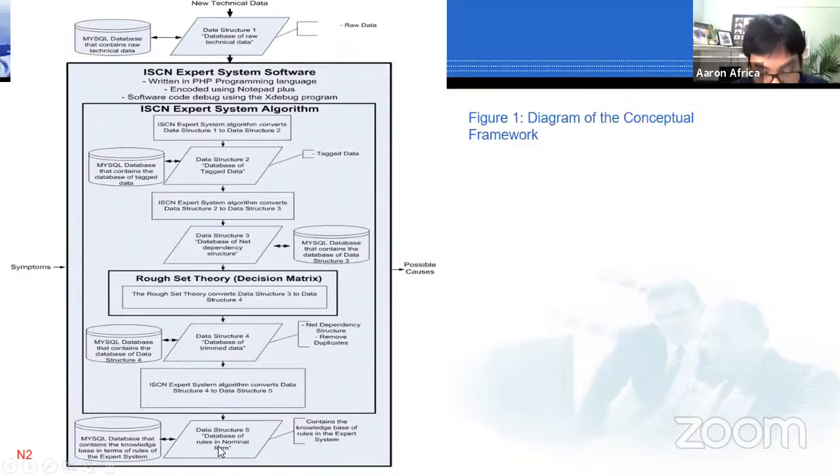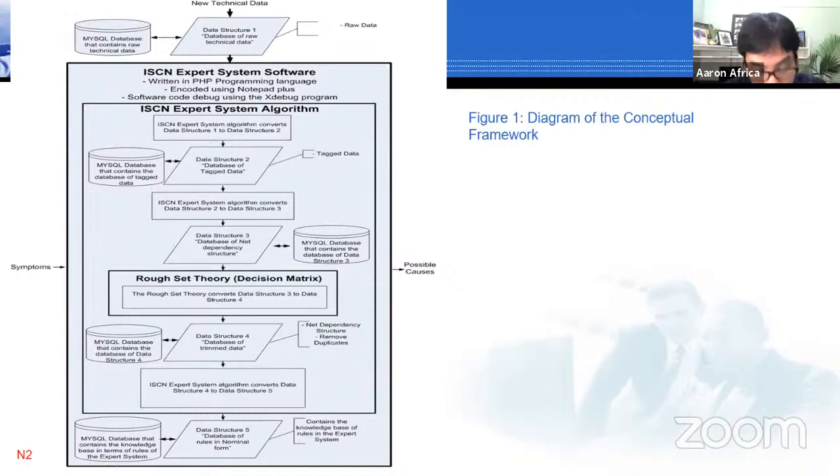Now, the rules in data structure 5 are in nominal form, meaning only the minimum rules are needed in order to find the possible cause. Data structure 5 contains the rules that are in nominal form, where they are reduced to only a minimum number of symptoms. The knowledge base of the rules used by the expert system is in data structure 5. This is the one that we'll use. This is the final form.